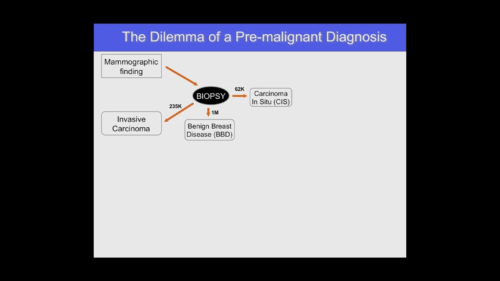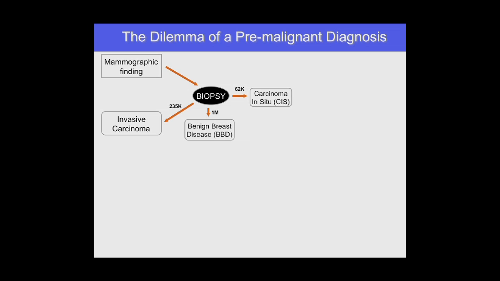So let's say that you have a tenderness or a shadow on a mammogram. The doctor would say, go get a biopsy. The pathologist takes the biopsy, and there's 3 things that can happen. 1, the woman is diagnosed with invasive cancer. She gets treatment, standard treatment. Number 2, she can get diagnosed with DCIS. We'll talk about that in a moment. Or number 3, she can be diagnosed with something called benign breast disease.